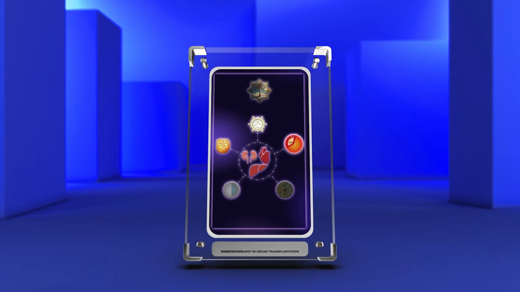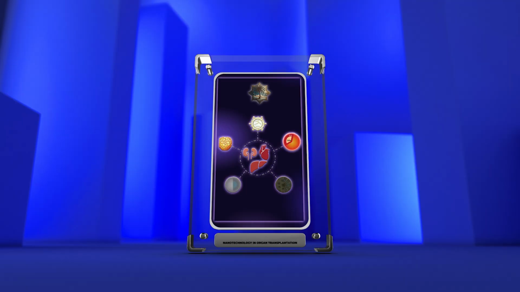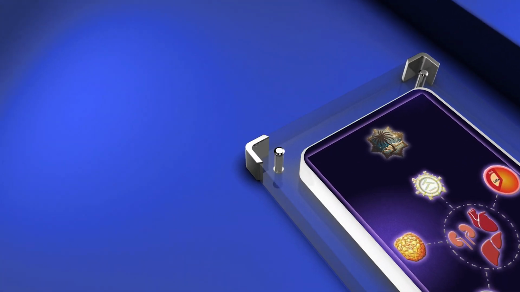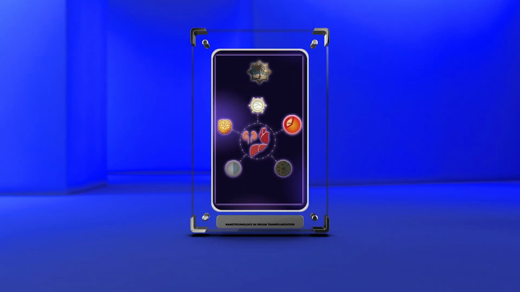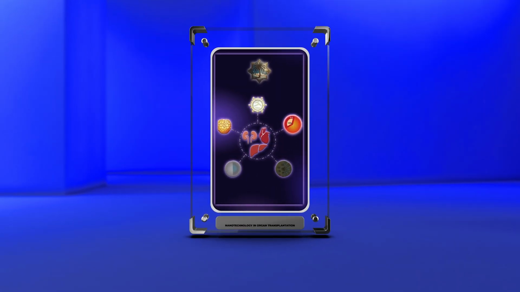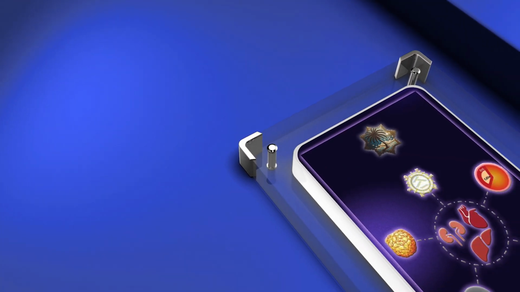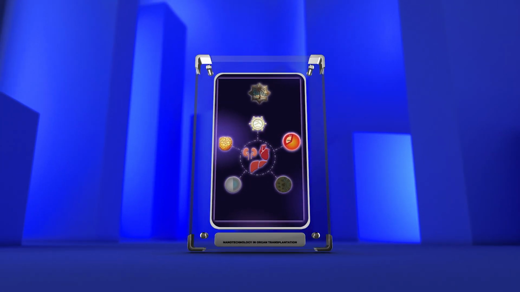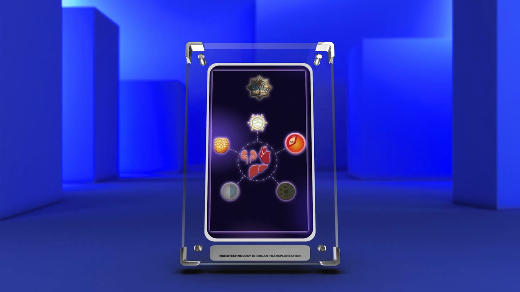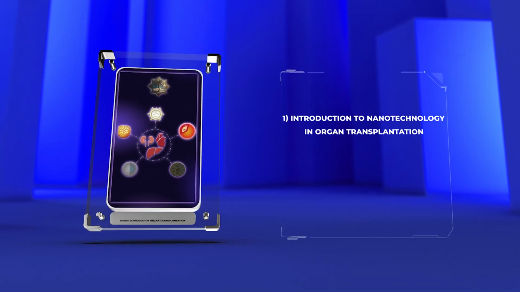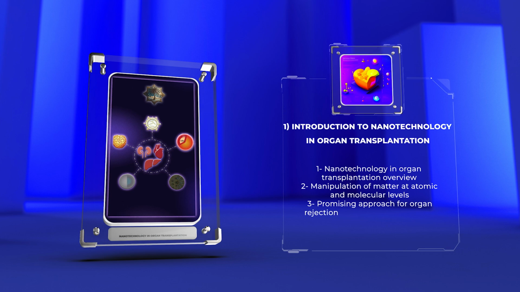Nanotechnology involves working with materials and structures at the nanoscale, typically between 1 and 100 nanometers, to create devices and systems with improved precision, specificity, and efficacy. In the context of organ transplantation, nanotechnology offers immense potential to overcome existing challenges such as organ scarcity, immune rejection, and post-transplant complications. Throughout this course, we will explore the remarkable advancements in medical nanotechnology and their implications for organ transplantation.